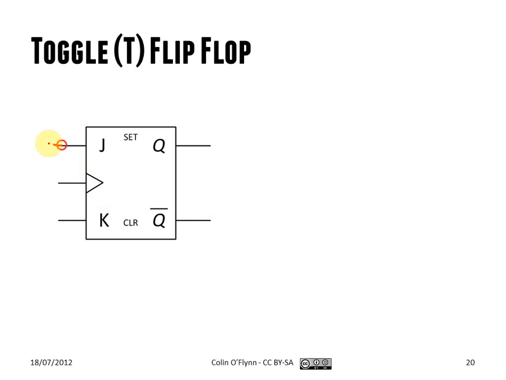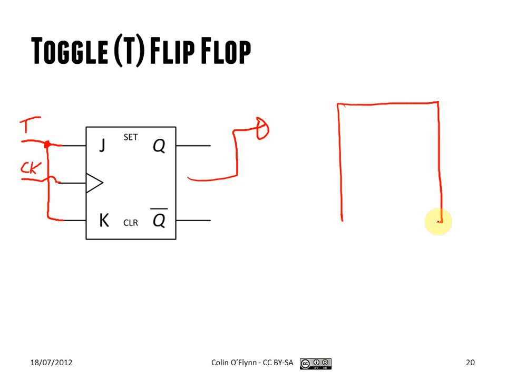As I mentioned, if we connect these together, we can create the toggle flip-flop, or the T flip-flop. So we have T and then clock in. So we could redraw this just like this. When the input T is 1, that flip-flop will be toggling the output.